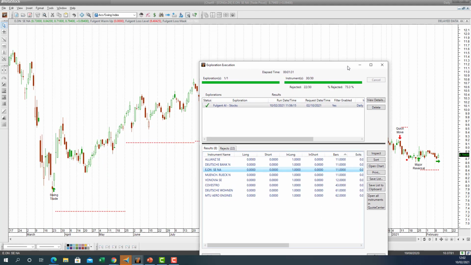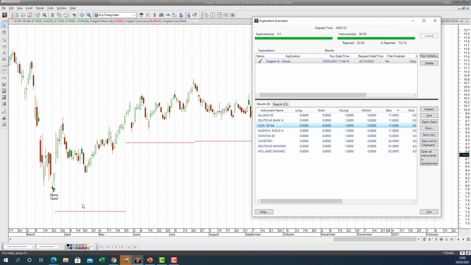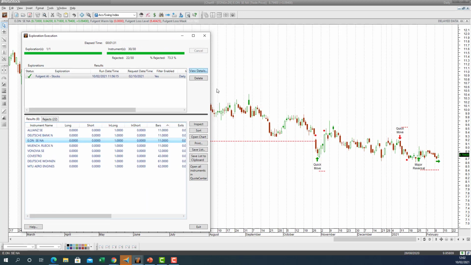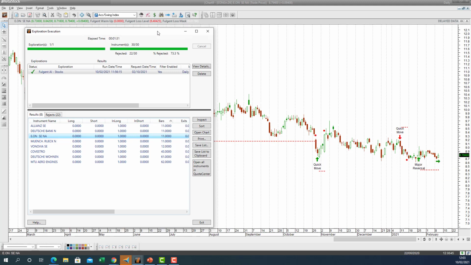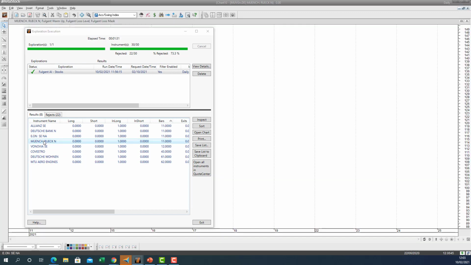This one, the easy money was obviously made in the first part of last year, and then it moved sideways, drifted lower. It got stopped out there. There was a short, and now it's back in for a long. So that's quite interesting. Munich. This one, let's have a look.